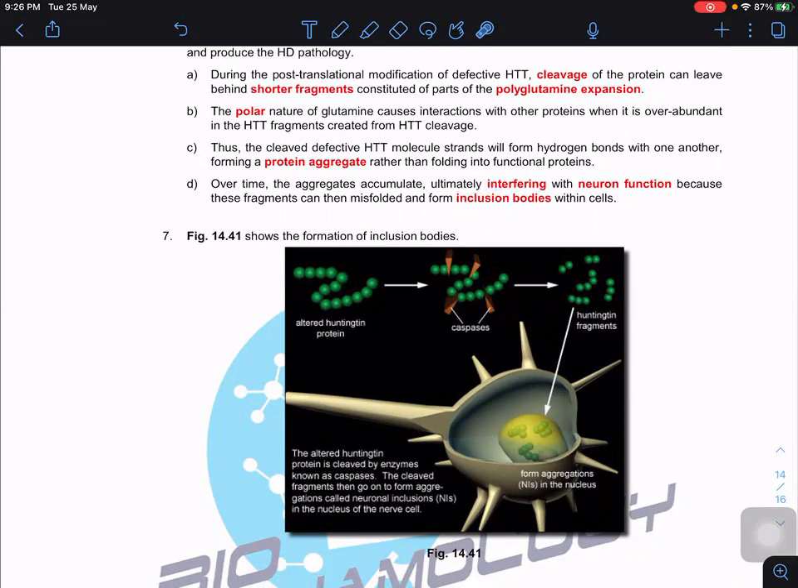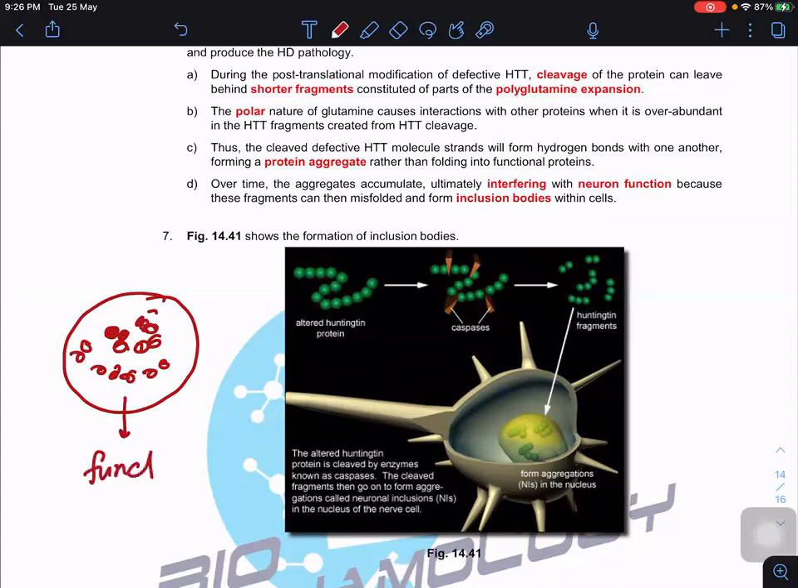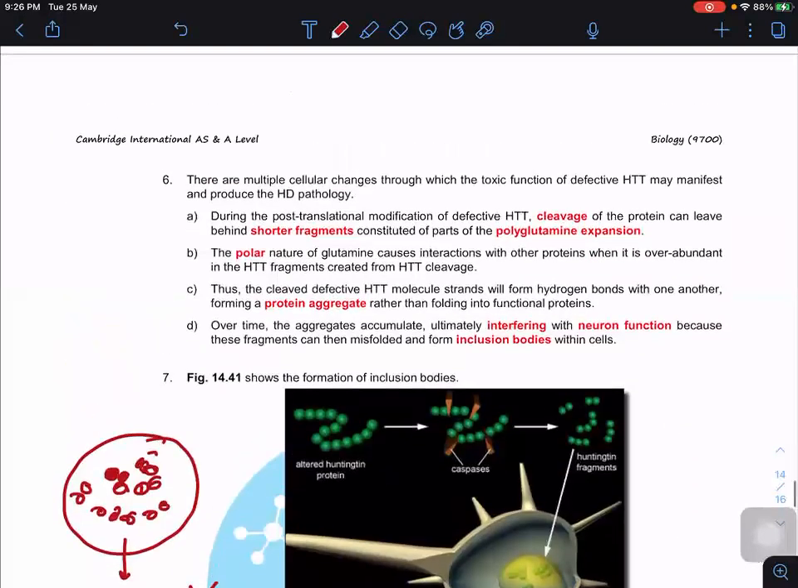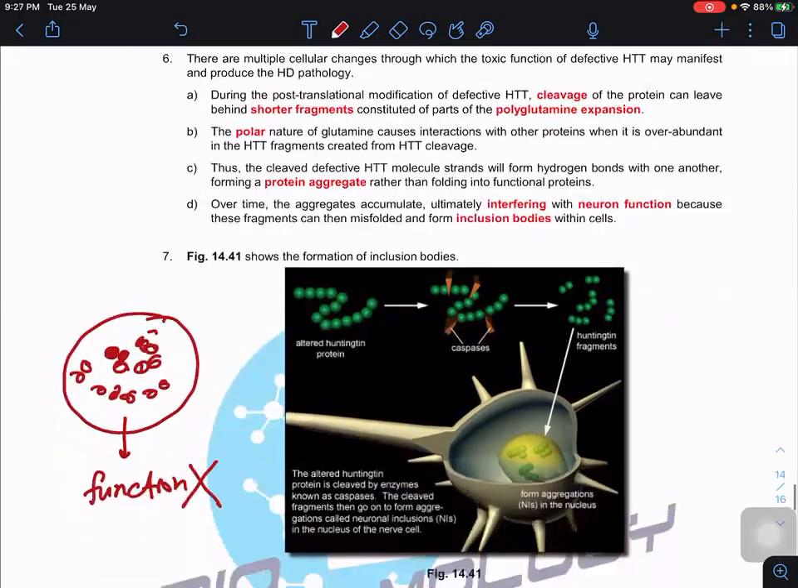Try to imagine this is a nucleus. We want it to have normal functions, but a lot of this rubbish blocks the function. Therefore, the cells lose their function, particularly the brain cells, which cannot function anymore. The main problem here is that it is progressive, because of accumulation, more and more accumulate. So it's a progressive disorder.